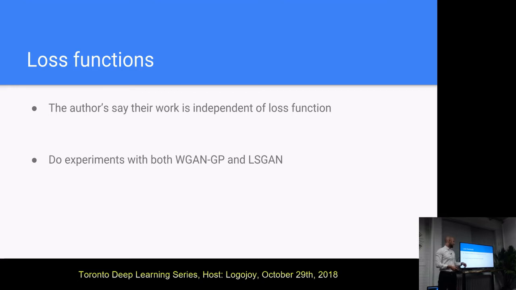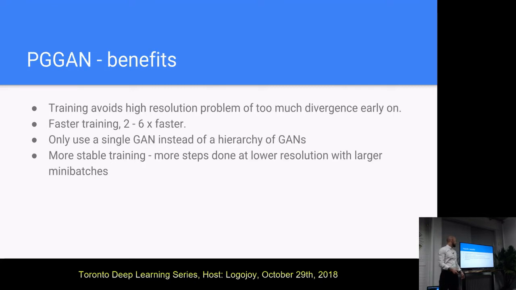The Wasserstein GAN results do look better, but I think that's just a function of it being a better loss function. But they make a point to say that you should be able to use this with different loss functions, and it shouldn't be an issue. So, some of the benefits of this.